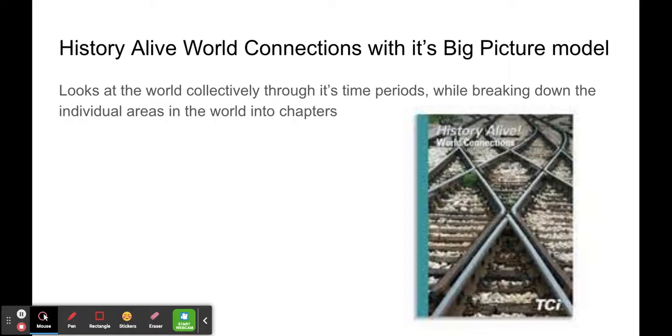You'll find that the chapter titles look more collectively at the world as a whole in its time periods, breaking it down into its individual regions in the chapters, just being very broad as it is.